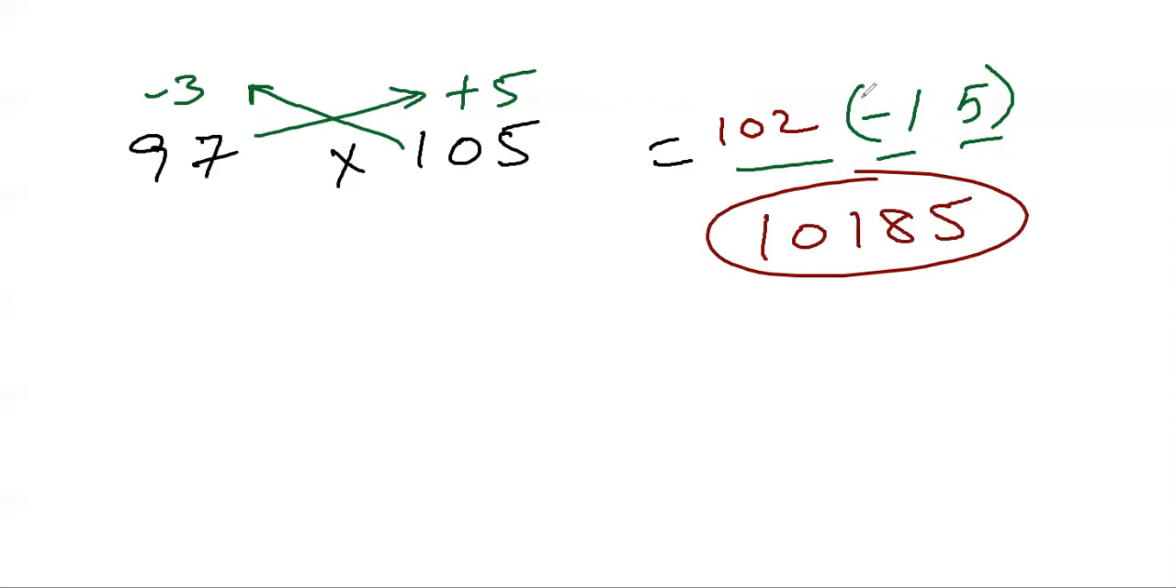How is this happening, sir? Actually, we are writing 102 here. This is not actually 102. Then how much is it? It is 10200 actually, and we are subtracting 15.